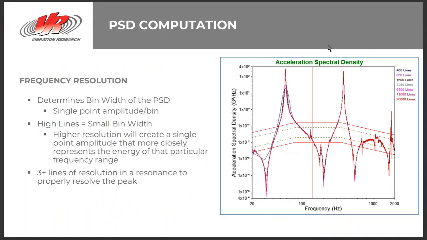When we talk about lines of resolution, a lot of users like to use lower lines of resolution so that they can achieve degrees of freedom faster. This is pretty common for short duration random vibration tests.